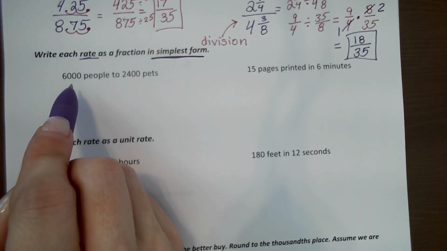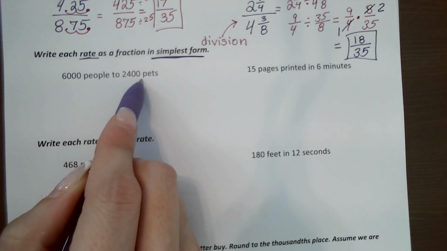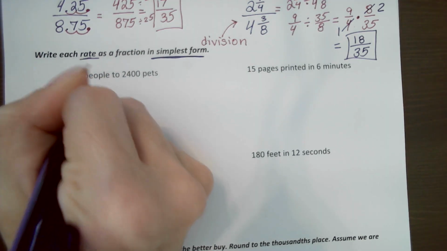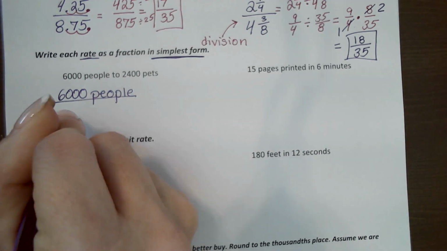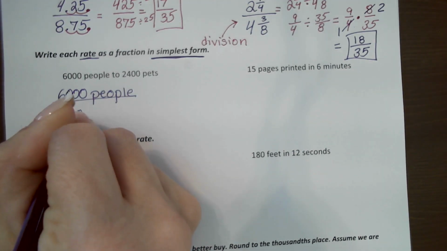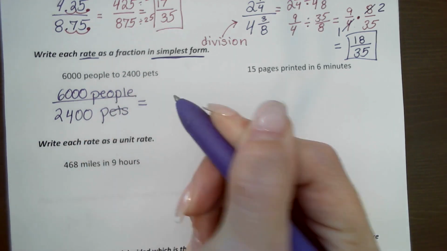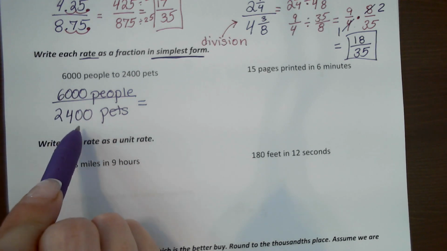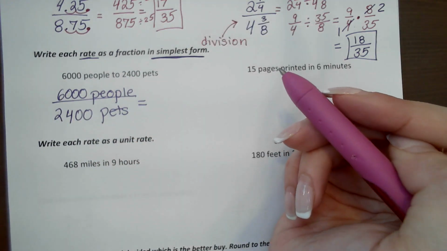So the first rate is 6,000 people to 2,400 pets. So 6,000 people, I want to label my units, to 2,400 pets. Now from here, I want to simplify this. They didn't say unit rate, so I don't need to get my denominator to a 1, but I do want to simplify as much as I can.